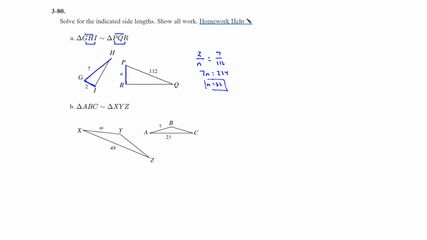On part B, we have XY, and that matches up with AB. So that's M over 7, has to be the same ratio as XZ, which is 49 over AC, and that's 23. So 23M is equal to 49 times 7, which is 343, and divide that by 23, and we get M is approximately, I'll go to the nearest hundredth, 14.91.